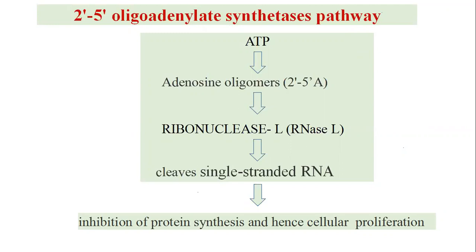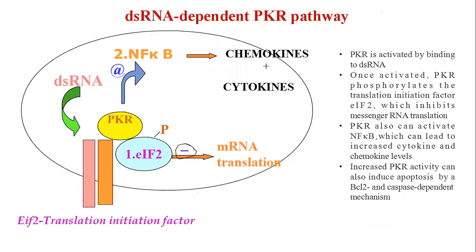First is the 2'5' oligoadenylate synthetase pathway. Here first ATP, adenosine triphosphate, will go for oligomer formation. Then it will bind with ribonuclease L, which cleaves single-strand RNA, and hence protein synthesis and cellular proliferation will be inhibited. This is a bit simple pattern.